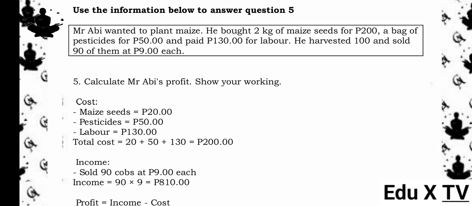Mr. Abbey wanted to plant maize. He bought 2 kg of maize seeds for P20, a bag of pesticides for 50 pula and paid 130 pula for labor. He harvested 100 cobs and sold 90 of them at 9 pula each. 5. Calculate Mr. Abbey's profit. Show your working. Cost. Maize seeds equals 20 pula. Pesticides equals 50 pula. Labor equals 130 pula. Total cost equals 20 plus 50 plus 130 equals 200 pula.